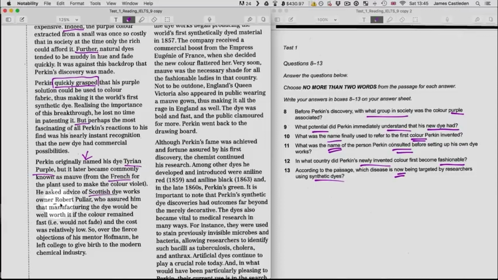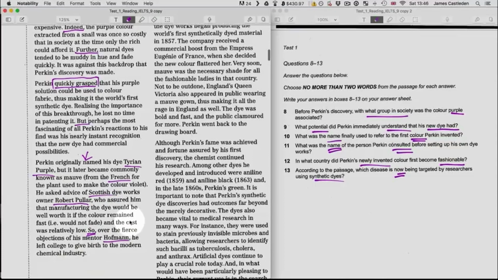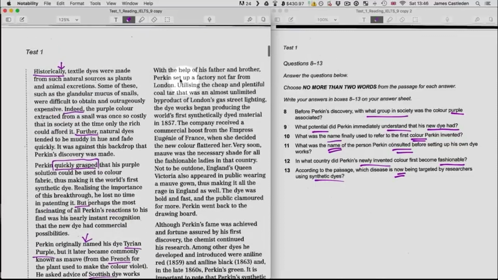French, Scottish divers, this guy called Robert Puller. Hoffman again. So is a honey phrase. Let's just look at. Okay. Let's go up here with the help of, might be a honey phrase, London, 1857, Empress Eugene of France, Queen Victoria.